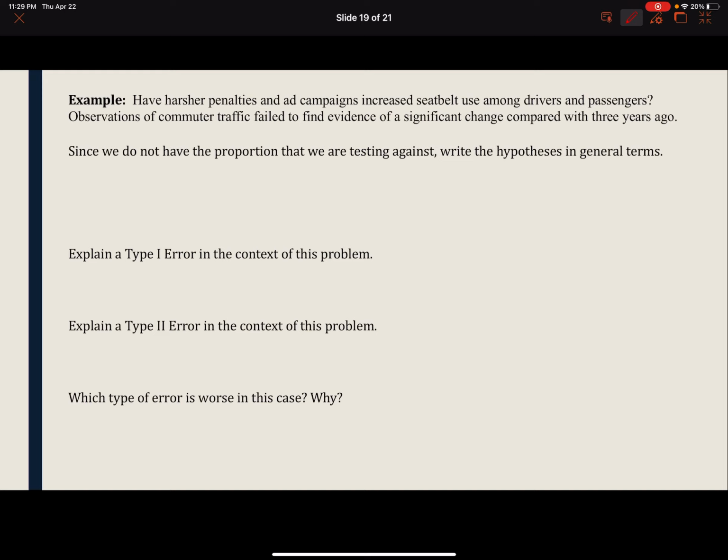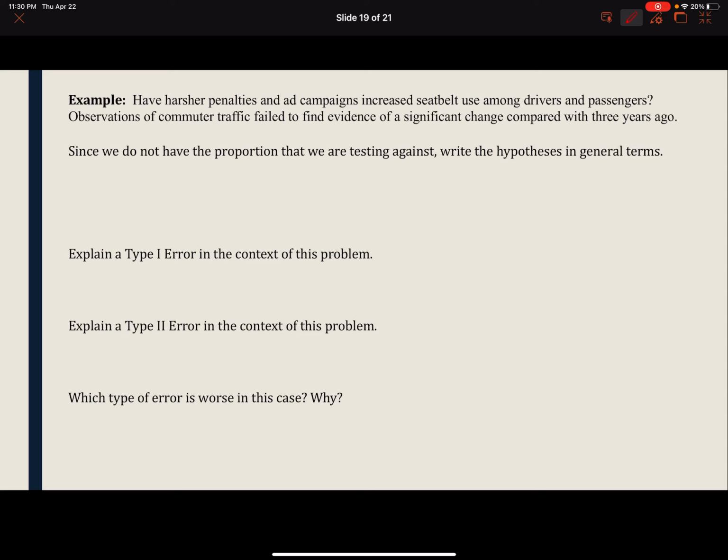So I have an example here where I don't include any numbers because I really want to talk about the types of error in the context of the problem. So this example says, have harsher penalties in ad campaigns increased seatbelt use among drivers and passengers? Observations of commuter traffic failed to find evidence of a significant change compared with 3 years ago. So we're going to start by talking about the hypotheses, but because I don't have any numbers, I'm going to write these hypotheses in words, in general terms.